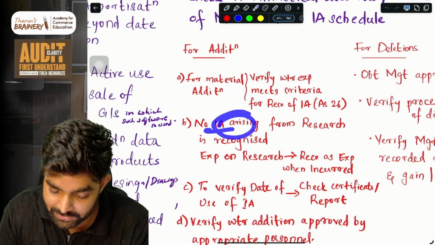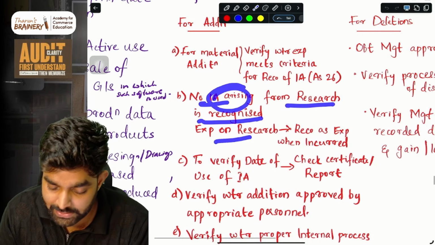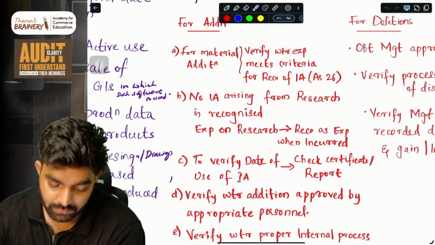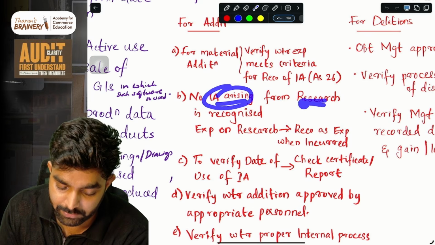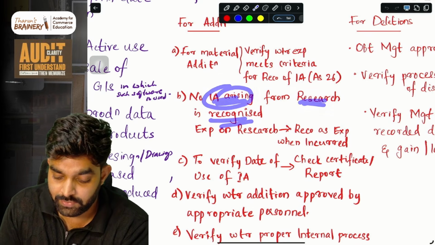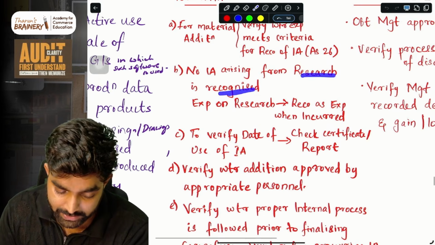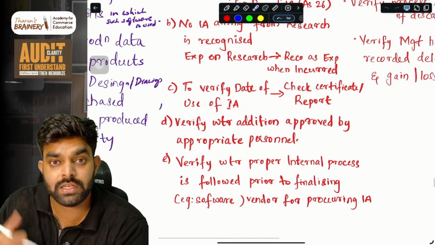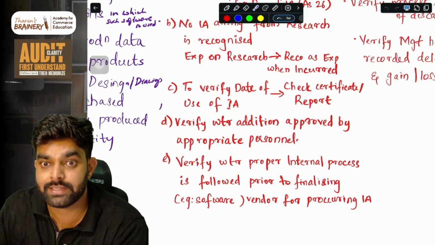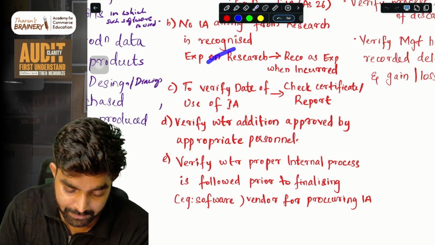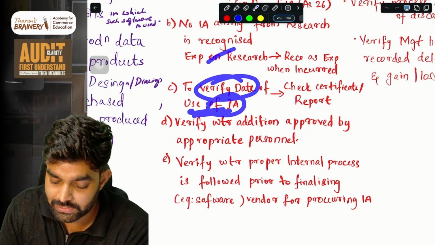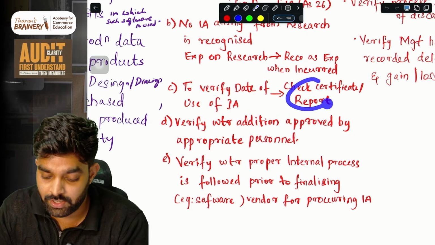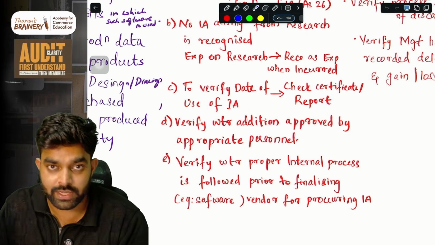Then no intangible asset arising from research is recognized. Expense on research should be recognized as expense when it is actually incurred. Make sure of that, because the company will spend research expenditure to create some designs or to find designs. Then verify the date of use of the intangible asset. Check the certificate or the report. From which date you are charging the intangible asset, you have to check the certificate or report. This is for amortization purposes.